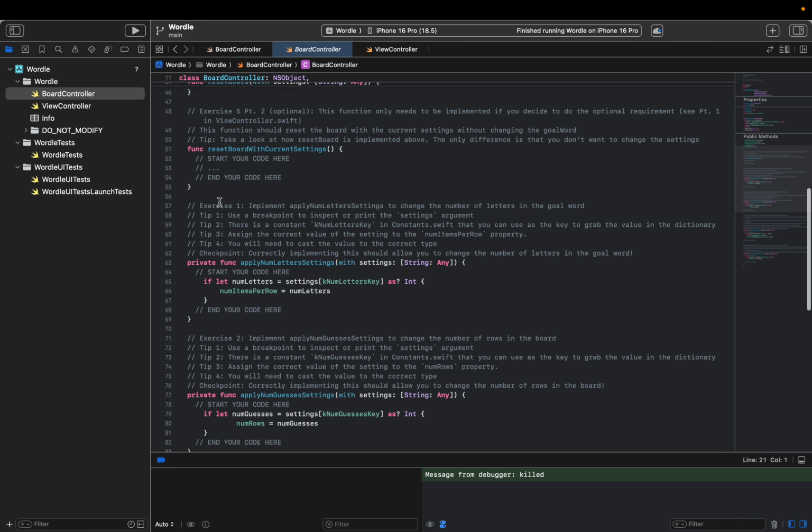First, I'd like to point out exercise 1, which was implementing the number of letters. This is to change the number of letters that the user can place. For example, we start off with 5, but they can change it to be as short or as long as they like.